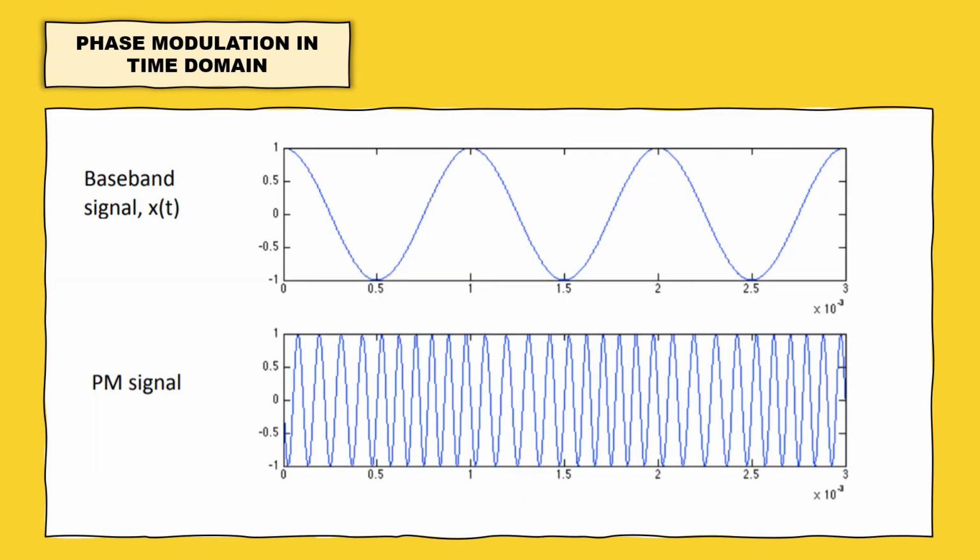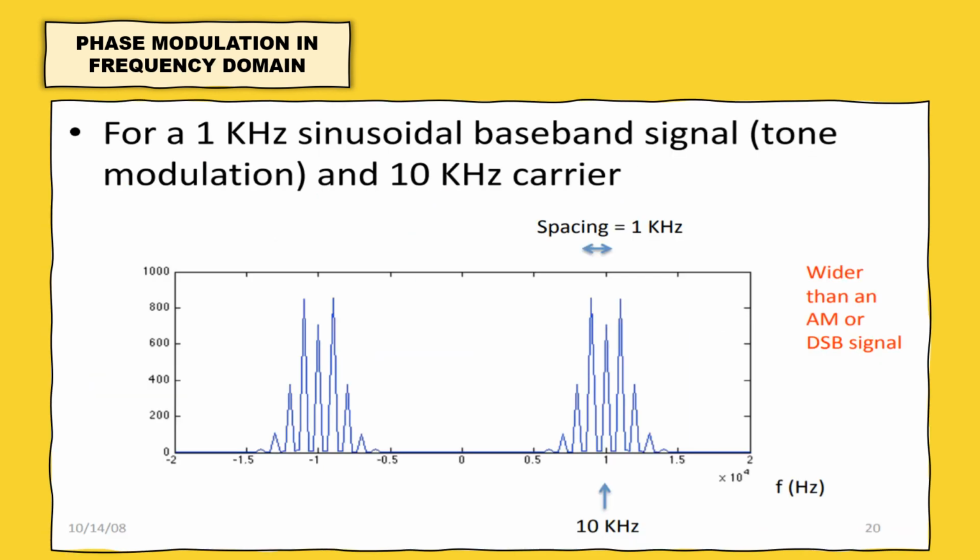Phase modulation in time domain can be visualized as follows. While in its frequency domain, for a 1 kHz sinusoidal baseband signal on a 10 kHz carrier, its phase modulation is visualized in this graph.